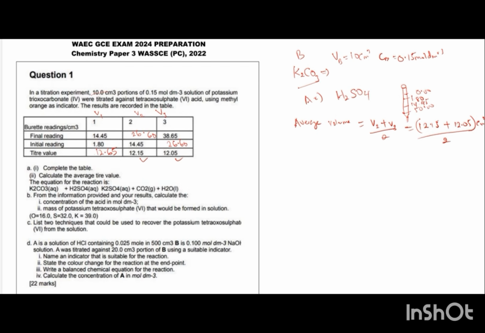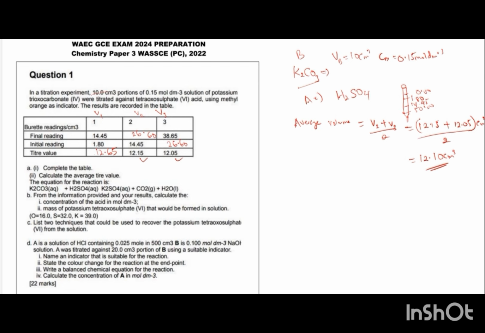So we have 12.10. When we add this together, we get 12.10. So the volume here is 12.10 centimeter cube. Please note the 2 decimal places, it's very, very important. 12.10 centimeter cube as the average volume of acid used.